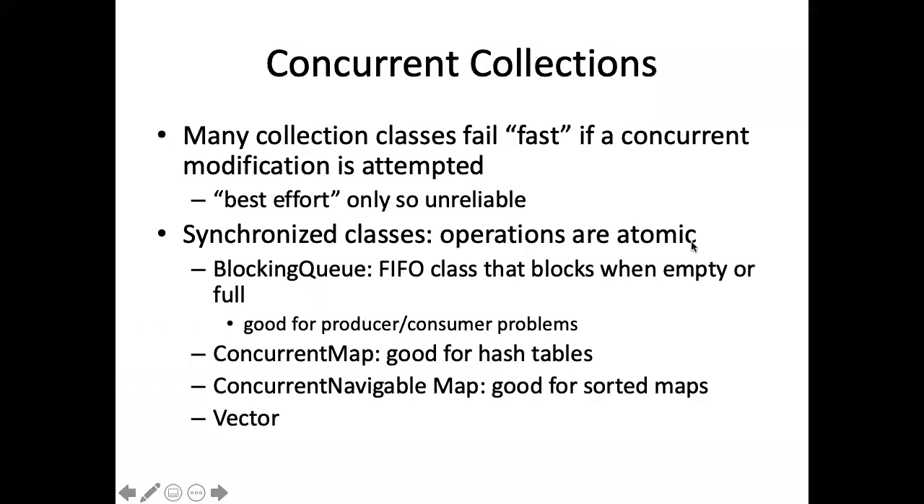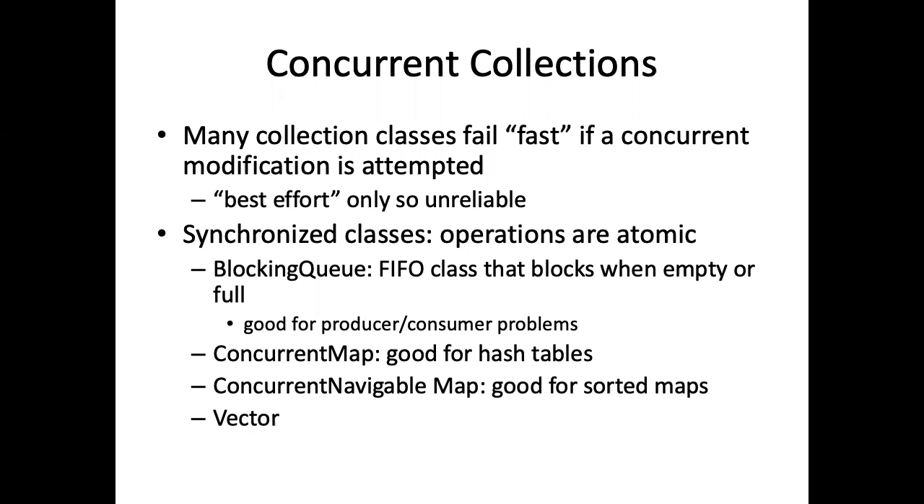Concurrent collections, you are probably using one in the current lab. Vector is one of them. So things like array lists that aren't thread safe try to do something called fail fast if a concurrent modification is attempted. Okay, so if they detect that two threads are trying to access the same part of the same list simultaneously, they will try to fail fast by throwing some kind of exception. But all they guarantee is best effort. They don't guarantee they will detect it.